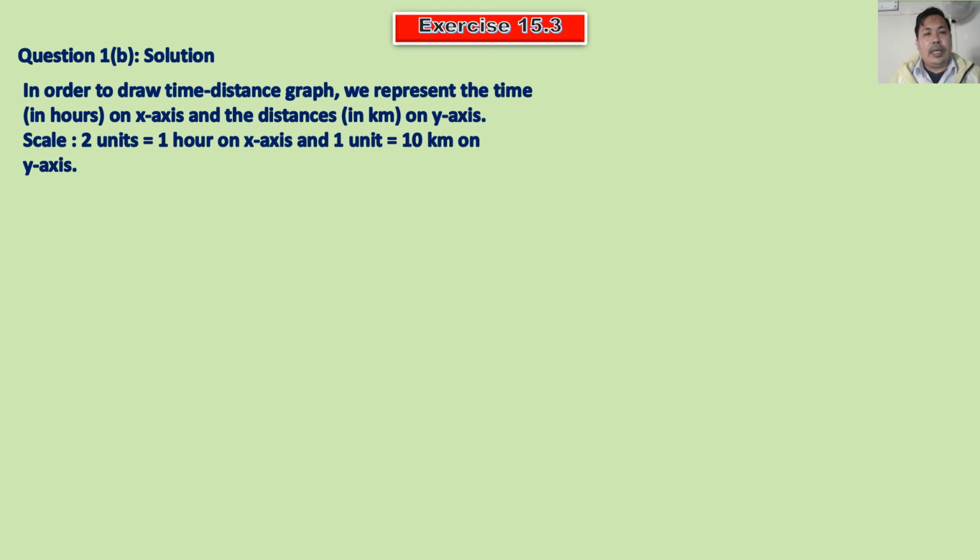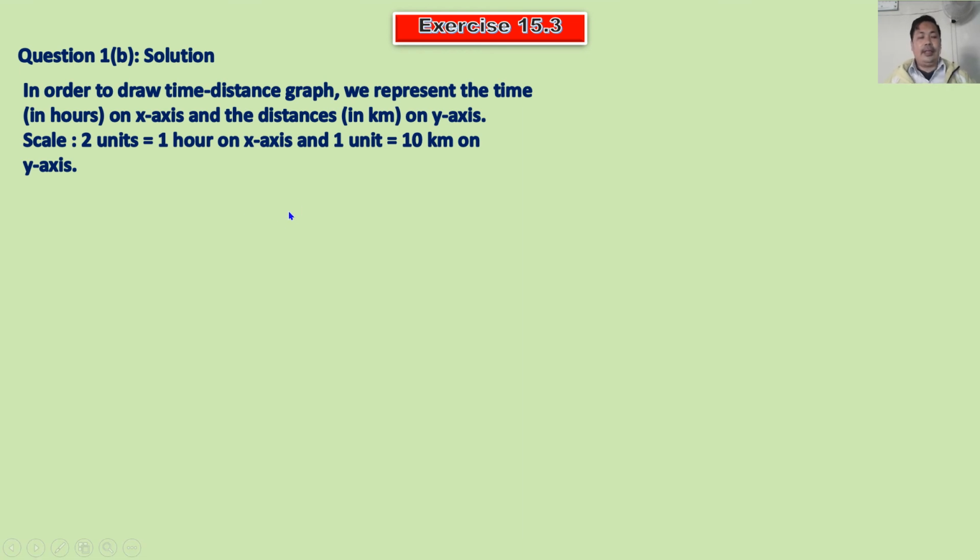Then once again you come back here, and in order to plot this second graph, B of question number one, let me explain here that in order to draw the time distance graph, we represent the time in hours on the x-axis and the distance in kilometers on the y-axis, and the scale is 2 units equal to 1 hour on the x-axis. Then it means every two boxes you can take. Okay, clear. And 1 unit on the y-axis as 10 kilometers. So these are the scales of the graph to be taken.